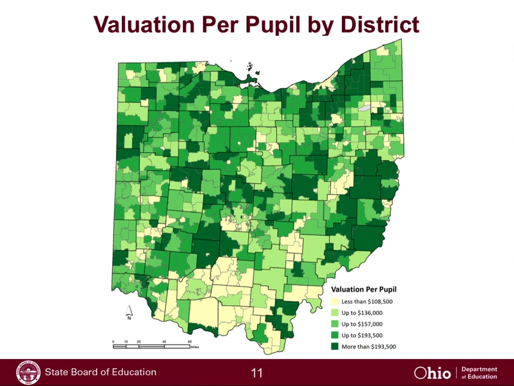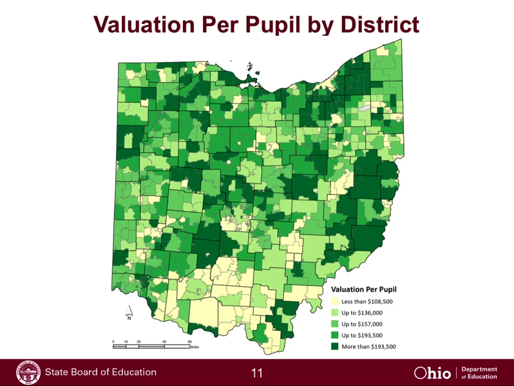This also illustrates the impact that valuation per pupil has for districts that might have high wealth but have a low number of students that reside in the district, and conversely, districts that might have a lot of wealth but who also have a lot of students who live in those districts. You can observe that districts that are seen as more rural in nature, that might surround a small city or a county seat, tend to have higher valuation per pupil than the city or the county seat that is located in the middle of those districts.